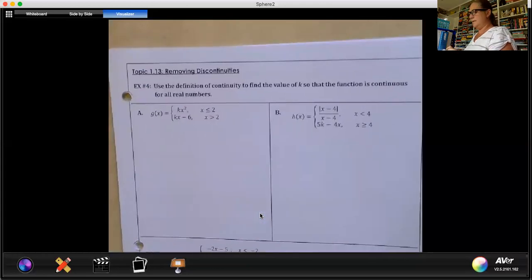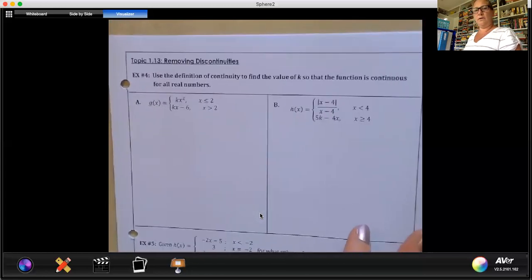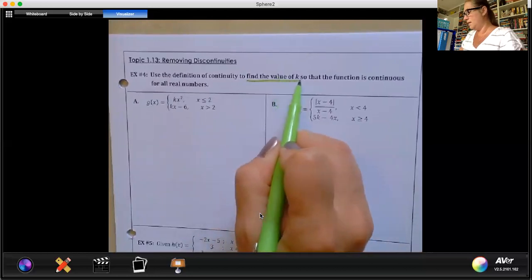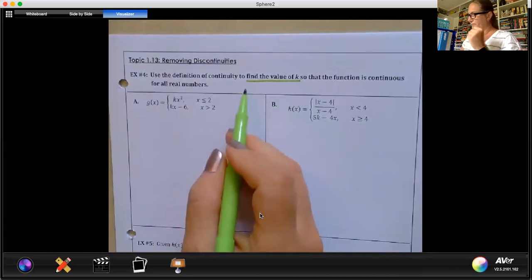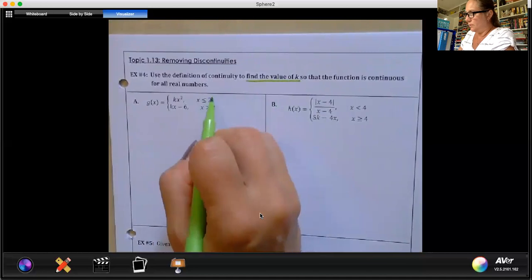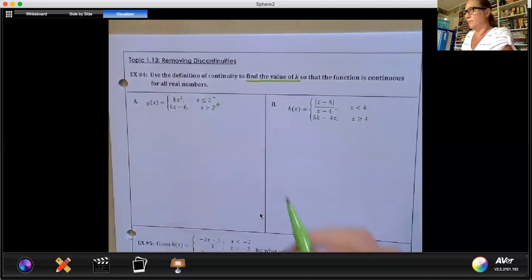Our next topic is on removing discontinuities. Use the definition of continuity to find the value of k. So that's our goal: find the value of k so that the function is continuous for all real numbers. So it's telling you that it's continuous, but the answer to your question is going to be k. x less than or equal to 2 is approaching from the left. x greater than 2 is approaching from the right.